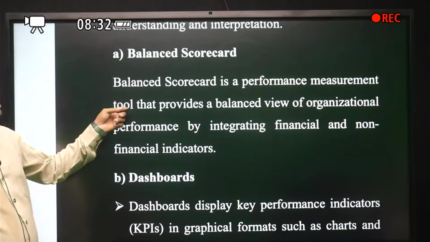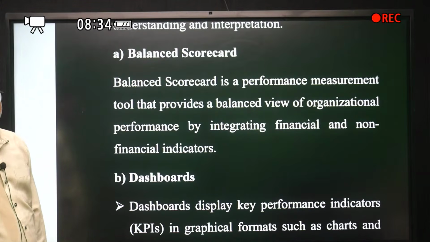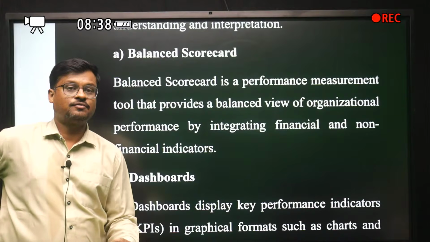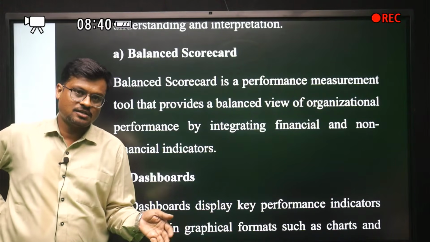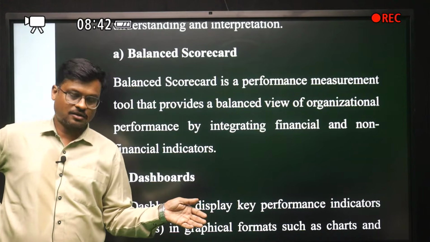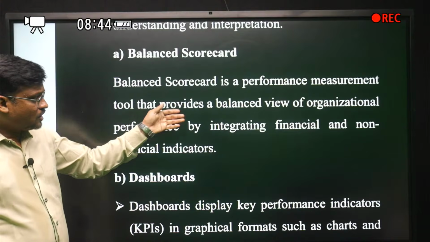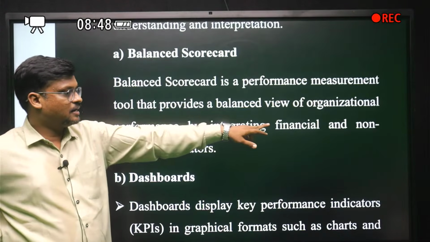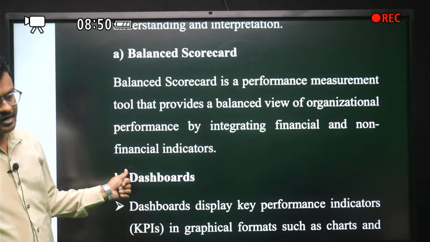So how do you do this? We go with the balanced scoreboard. In the balanced scoreboard, we will be displaying the performance measurement against previously predefined benchmarks. Okay. It is a tool that provides a balanced view of organizational performance by integrating financial and non-financial indicators.